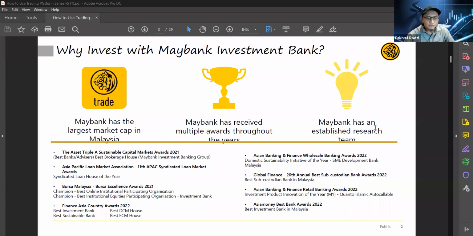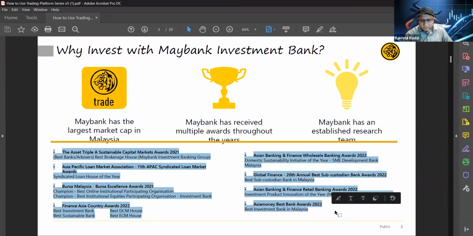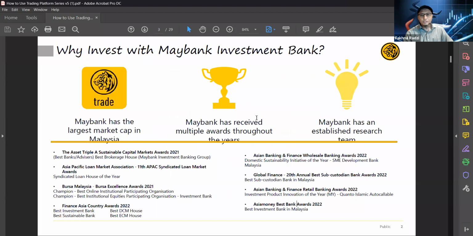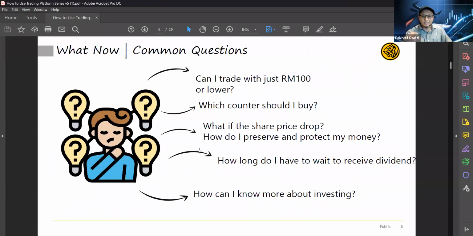And then before that, why invest with Maybank Investment Bank? First, we have three main reasons. Maybank has the largest market capitalization in Malaysia, and second, Maybank has received multiple awards throughout the years, and Maybank has an established research team. As you can see, all the awards are listed there. So I think that gives us the confidence on why we should trade with Maybank.